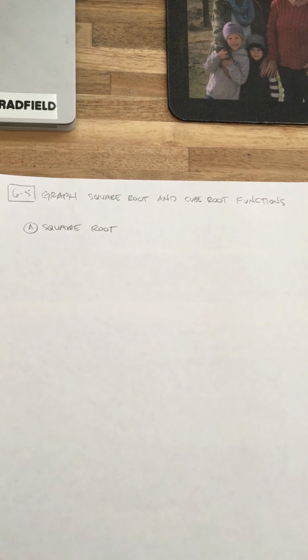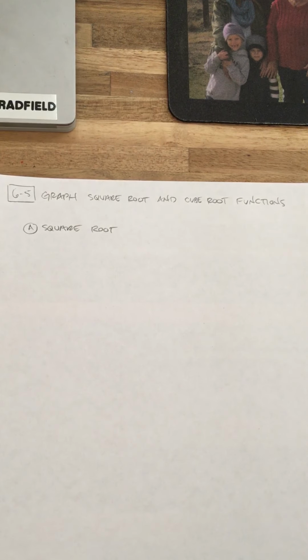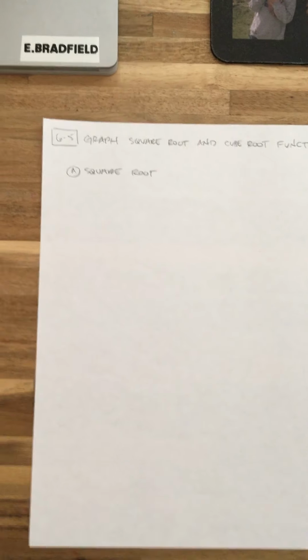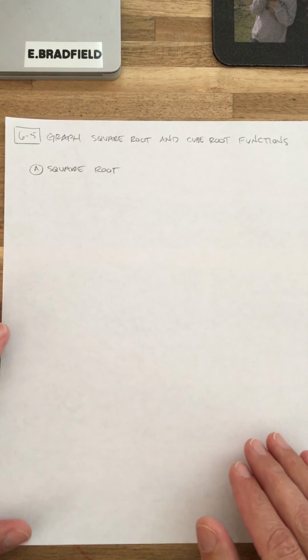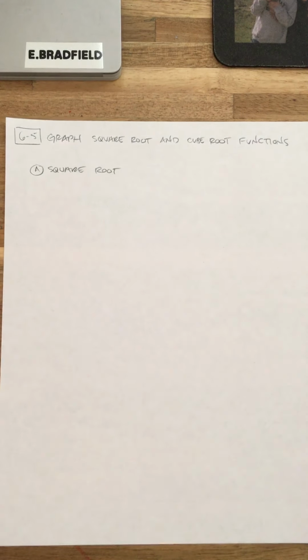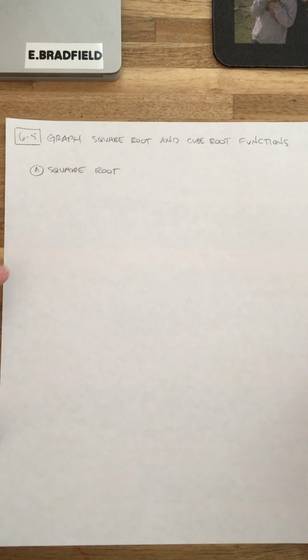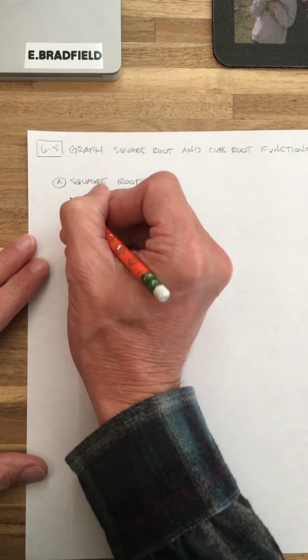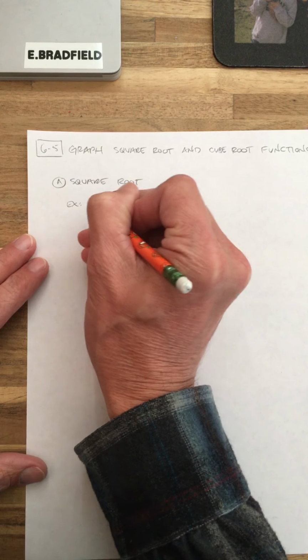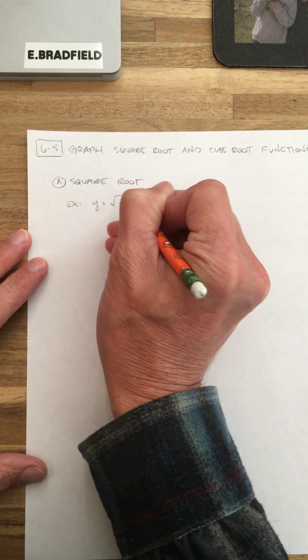Hey guys, what's happening? Today we are going to graph square root functions and cube root functions. So let's go ahead and get this copied down and we'll get this over with. Alright, so let's just take a look at the square root functions first. Let's just say I give you something like this. I'll say y equals the square root of x.